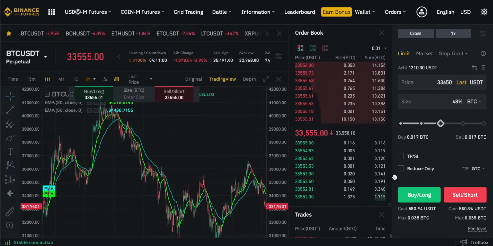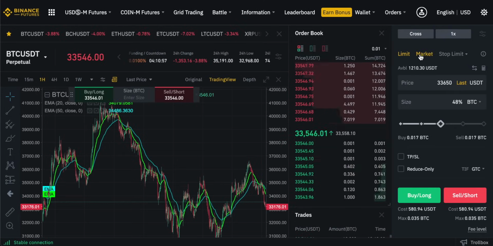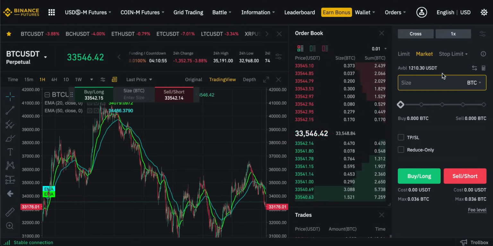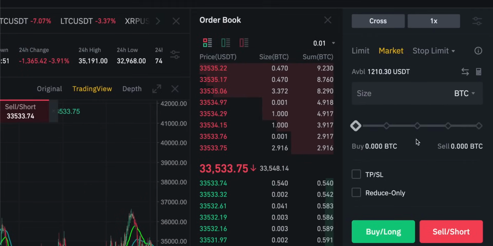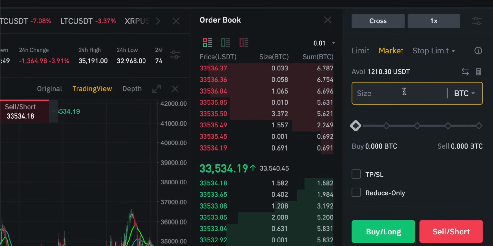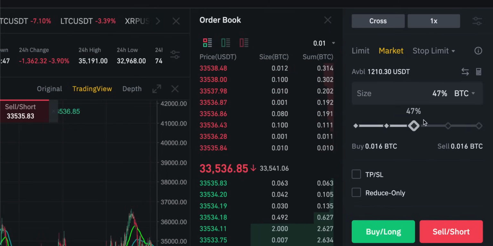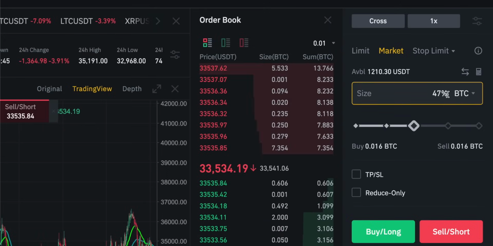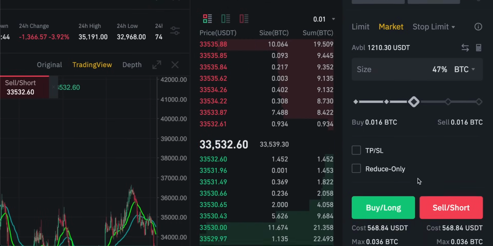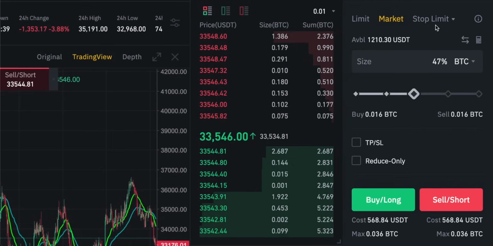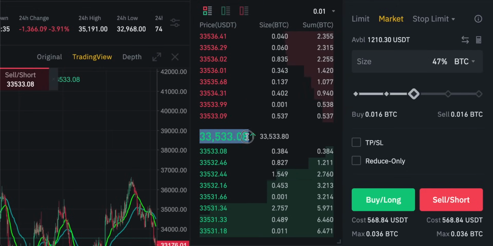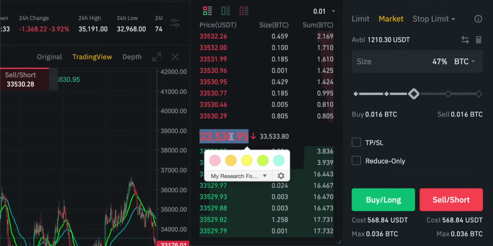You can also trade a market order with futures, so you can switch over to market and you can see that the price disappears. With a market order, of course, you don't choose the price that you pay, you just choose the amount that you trade. So again, we can use the slider bar to choose the amount of collateral I have to trade BTC, and I can either go long or short, but I cannot choose the price that I trade at. Whatever price is available at the time that I press the order, that is the price that I will trade at.